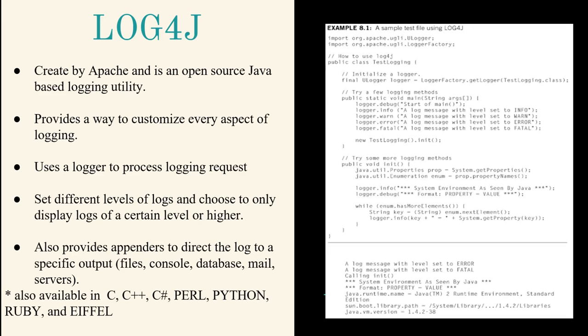So with Log4j, you do keep the logging statements still in your source code. However, you do have the option to really customize your level of logging and which classes you give the logger to and where you could set the output to, which is really nice and beneficial. And it's all like an all-in-one package there. It is also available in different versions in C, C++, C#, Perl, Python, Ruby, and Eiffel. However, I think it's mainly used in Java though.